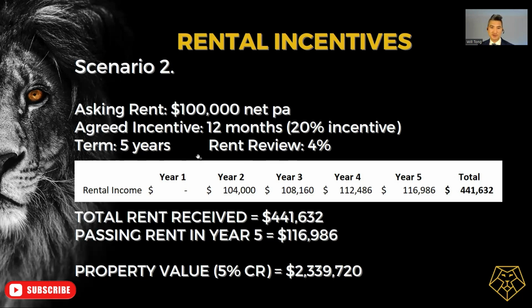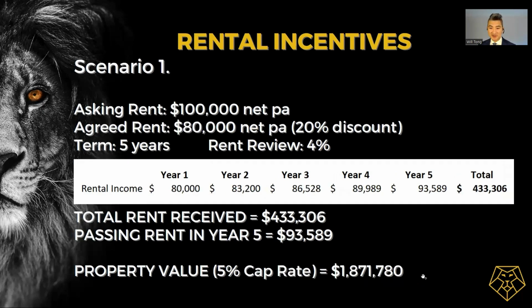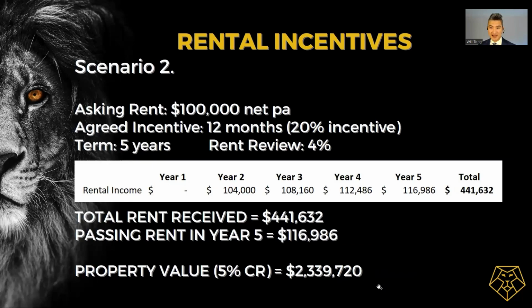So maybe in year 1, year 2, you're receiving half rent. It doesn't matter how you structure it. But the point of the story is the passing rent in year 5 is $116,962, and the property value, using the same cap rate, same property, same everything, is worth $2,339,000. So there's over $500,000 difference in property value.